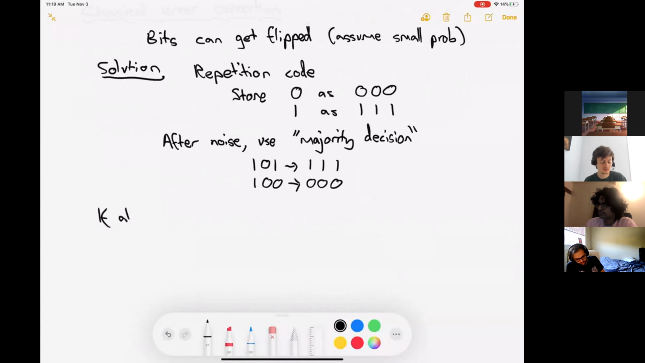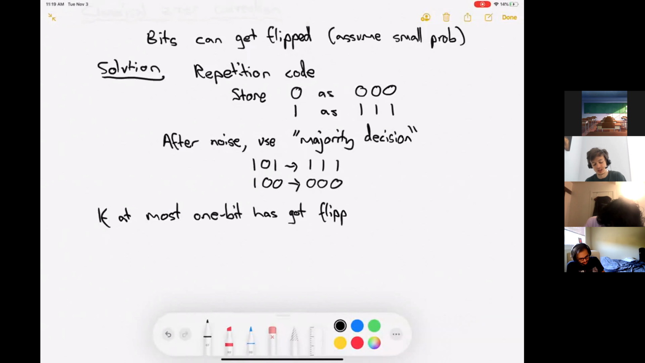If at most 1 bit has got flipped, then we successfully recover the state, right? But if on the other hand somehow 2 bits have got flipped, we got particularly unlucky, then we're going to conclude that actually it was the 3rd bit that got flipped, and we're going to end up going back to the wrong state.